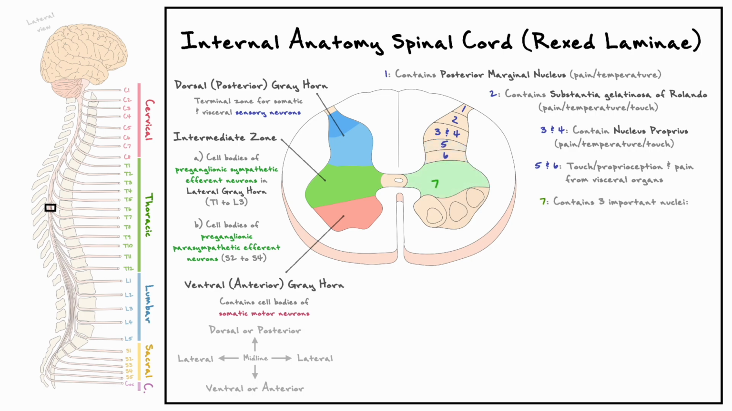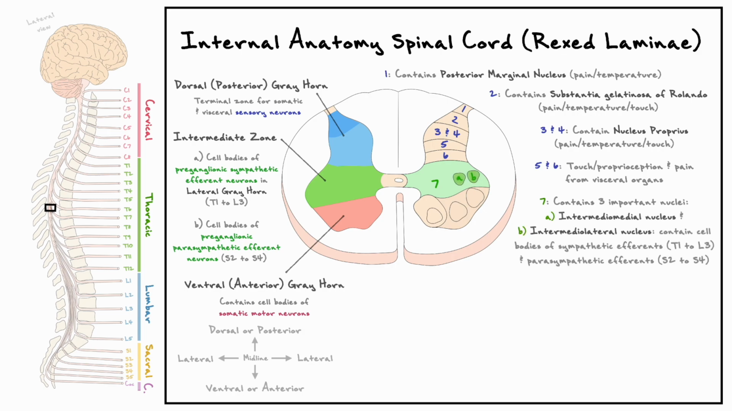Moving on to lamina 7, it is the only lamina corresponding to the intermediate zone. This lamina has three particular nuclei, namely the intermediolateral nucleus and intermediomedial nucleus that contain the cell bodies of preganglionic sympathetic and parasympathetic efferents. Remember that the sympathetic efferents are from segments T1 to L3 and parasympathetic from S2 to S4. The third nucleus is called Clarke's column, and it deals with processing of proprioception. This column is only present from C7 to L3. The next two laminae, lamina 8 and 9, are part of the ventral gray horn and process motor information.